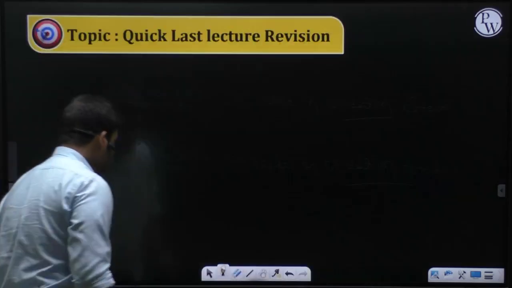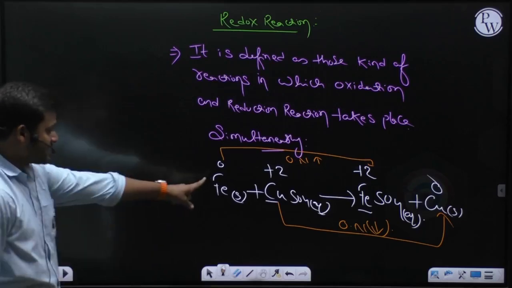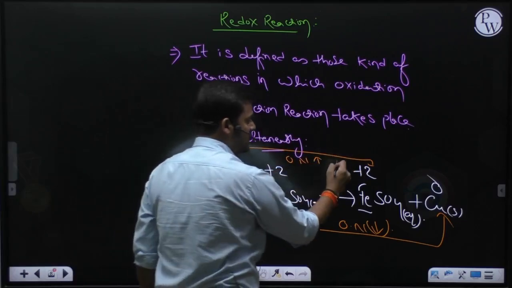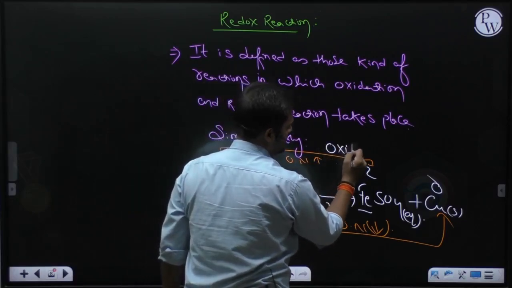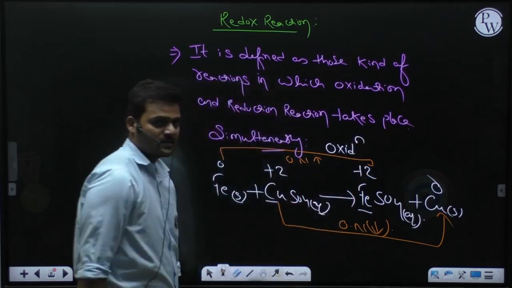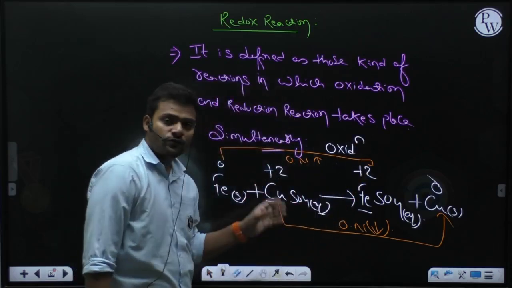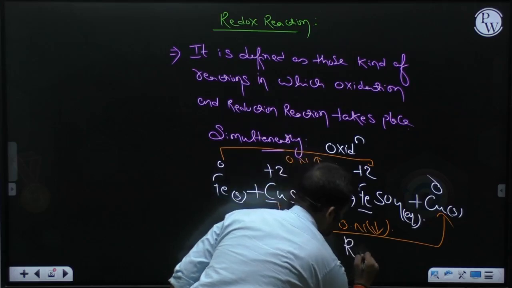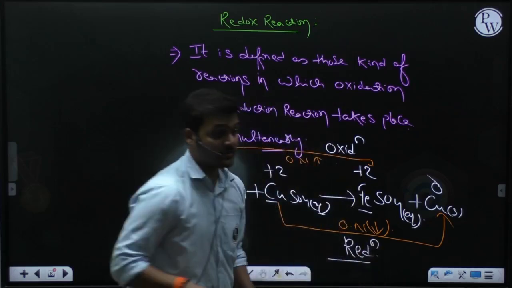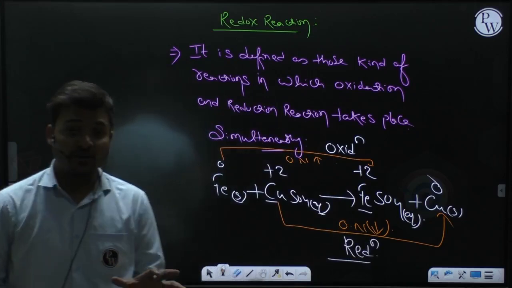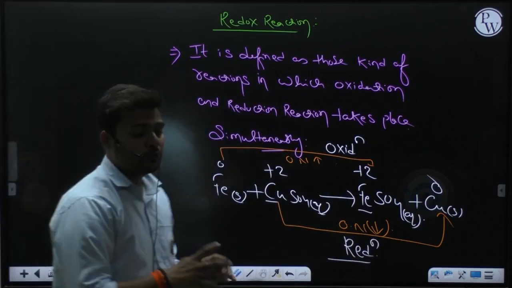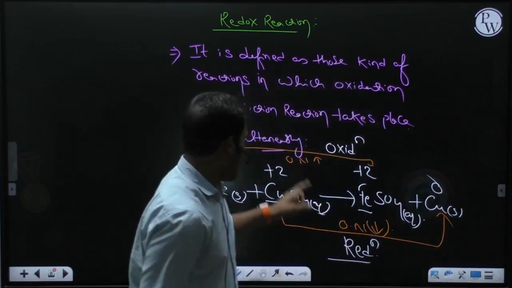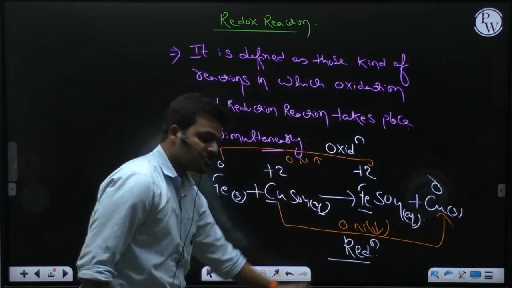Now tell me one thing: in this particular reaction, Fe is going from 0 to +2 oxidation state. That means oxidation is taking place. And copper is going from +2 oxidation state to 0 oxidation state. That means reduction is taking place. If you observe the reaction closely, you will conclude that in the same reaction, oxidation is also happening and reduction is also happening.